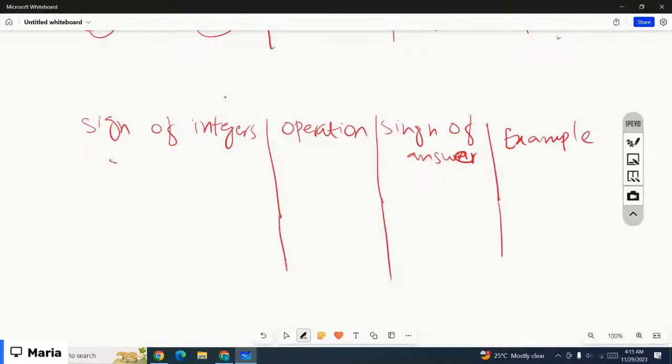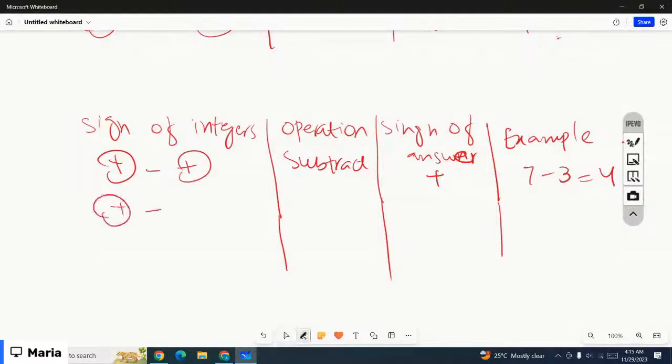Okay. So you are subtracting two positive numbers, right? You simply have to subtract. Both the numbers are positive, the sign is also positive. For example, you are going to do 7 minus 3, right? So both the numbers are positive. You are subtracting two positive numbers. You simply have to subtract them, and the answer is positive.